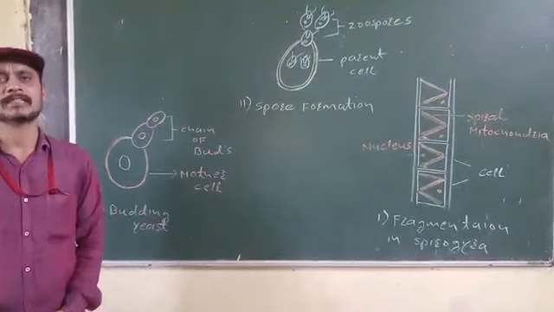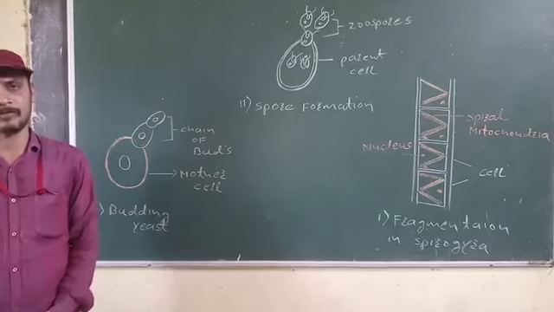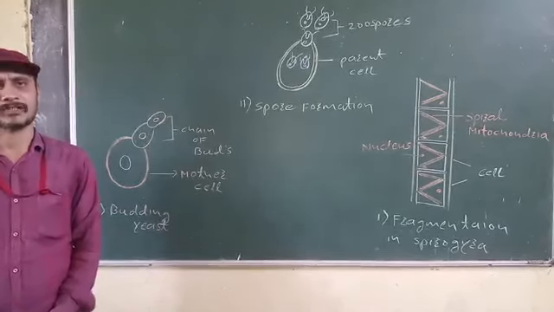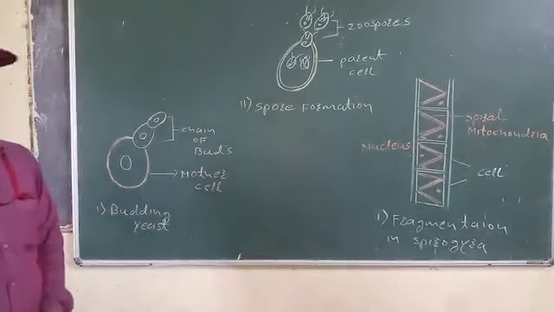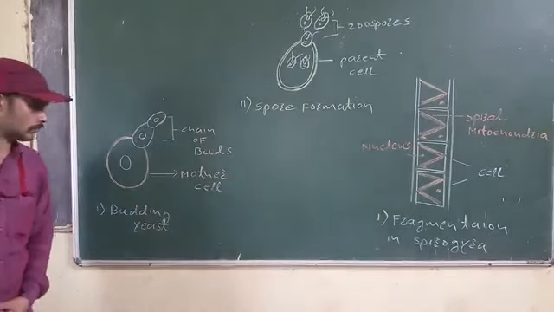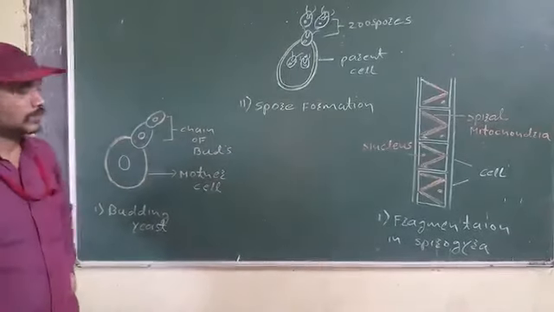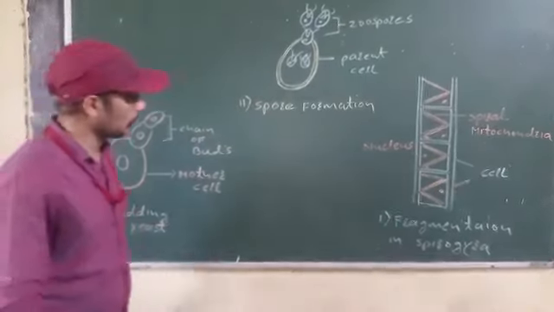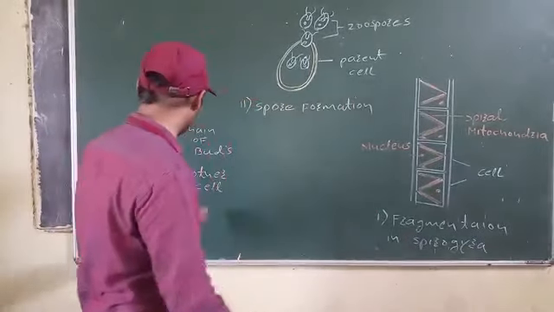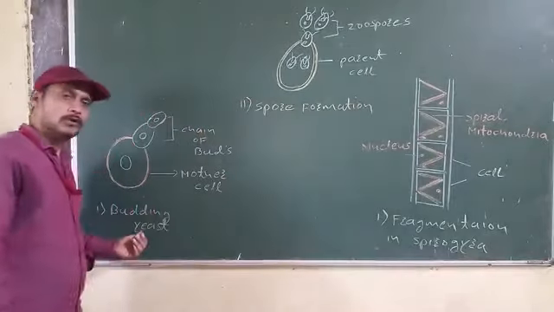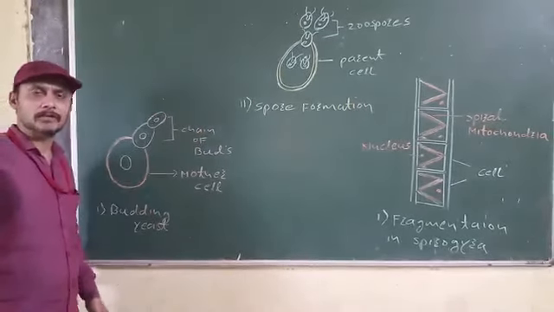Today we are going to understand some types of asexual reproduction which take place mostly in lower plants. The first one is budding. In the book, the first one is fragmentation, but we are going to understand through budding. So what is budding? It takes place in yeast.